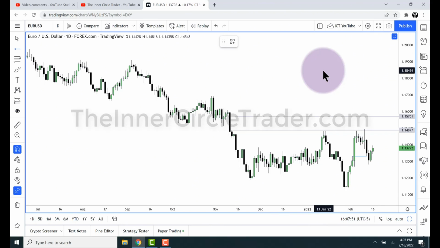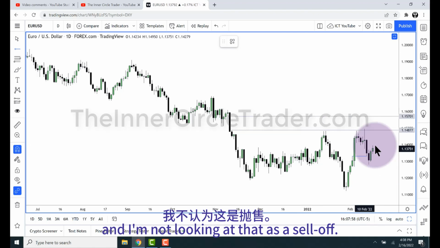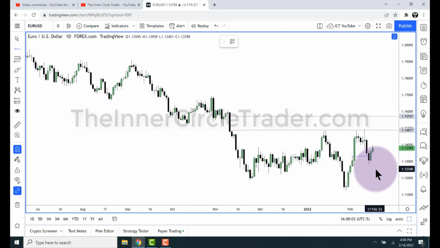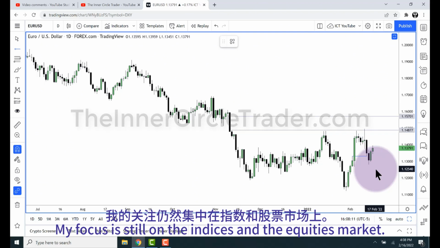So I think right now at the present time, euro could stage a deeper rally higher. And I'm not looking at that as a sell-off. That can be corrected, obviously, and be wrong, and it start to drop. But it would be surprising to me to do that. And if I were trading it, that would be a day I probably would take a loss. But I'm not trying to touch this. My focus is still on the indices and the equities market.